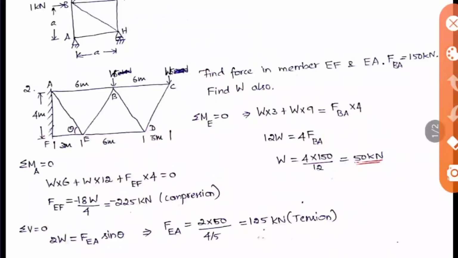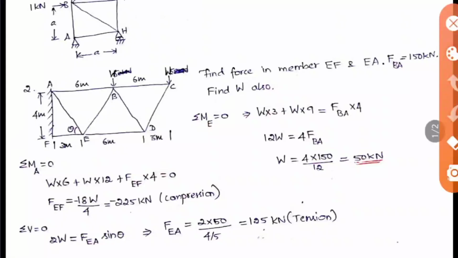So in this example also a truss is given. Here they have asked to find the force in members EF and EA, FBA is given, and find W also. Okay, so this is actually a big question. They won't be asking these types of questions in objective exams, but to make us clear with all the formulas, because in the previous examples we didn't apply a moment equation. So to make it clear only I have given this example.